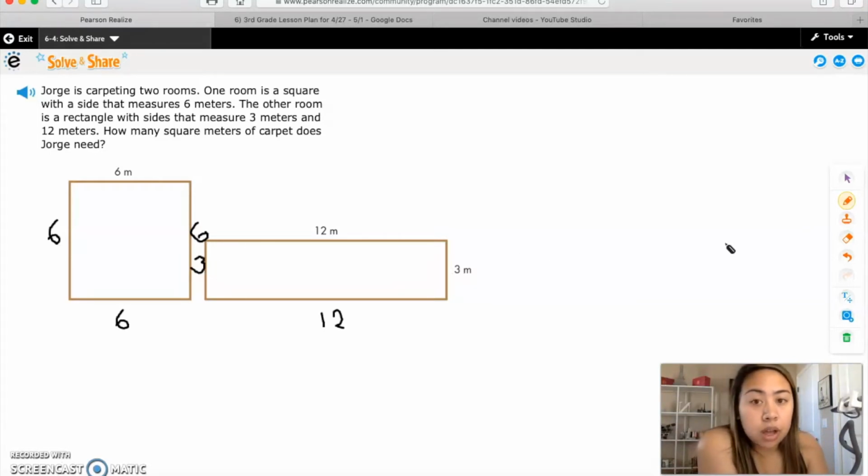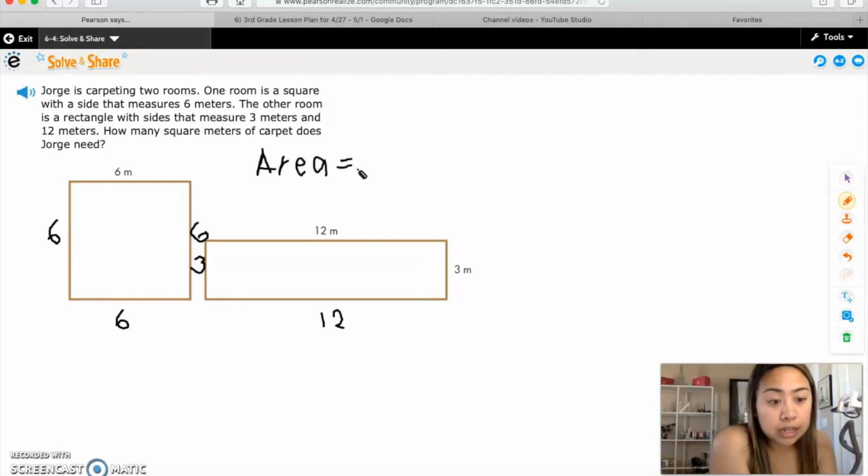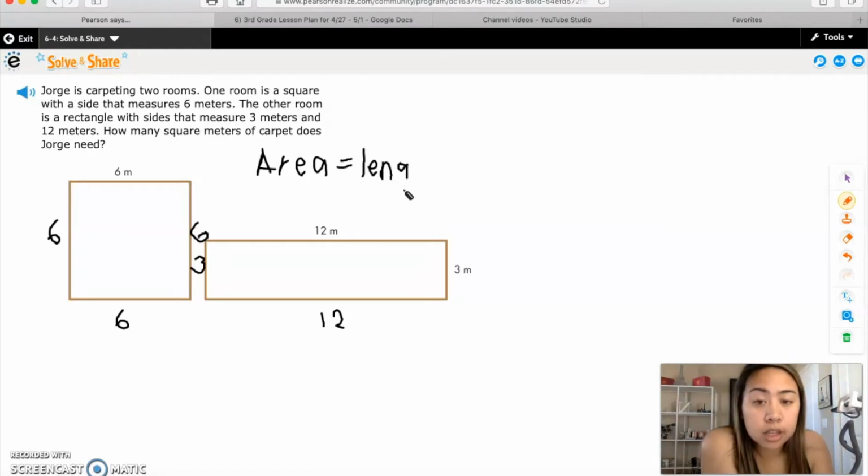Okay, so if they don't give you boxes to count, a way that you can calculate area is multiplying one length of the shape times one width. You don't have to do all the lengths, so you don't have to do all the numbers together. You can just do one length and one width.